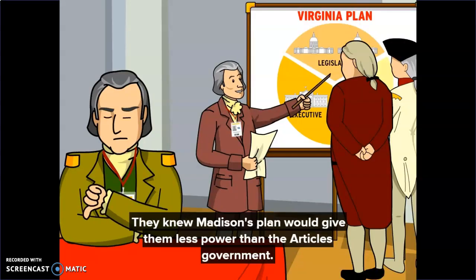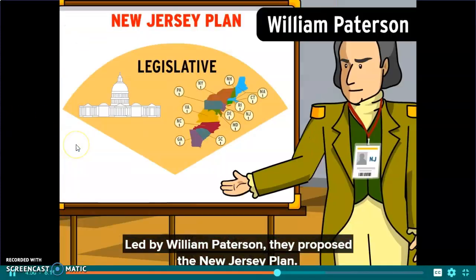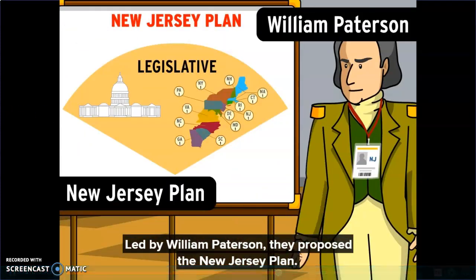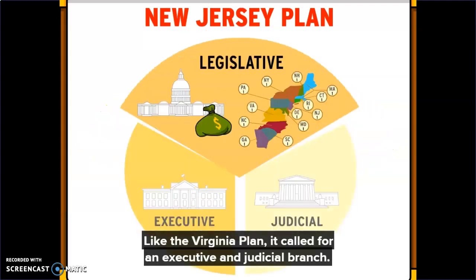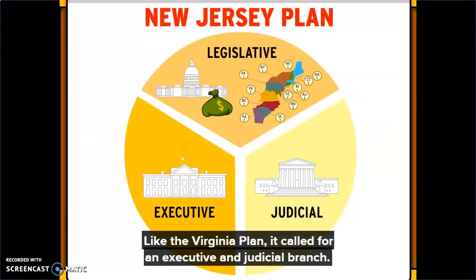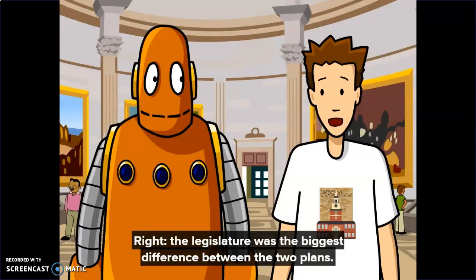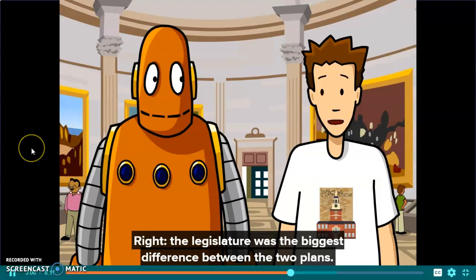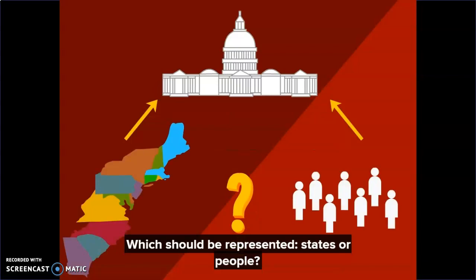They knew Madison's plan would give them less power than the Articles government. Led by William Patterson, they proposed the New Jersey Plan. It kept the Confederation Congress intact, but gave new powers like collecting taxes. Like the Virginia Plan, it called for an executive and judicial branch. Right, the legislature was the biggest difference between the two plans. Which should be represented, states or people?